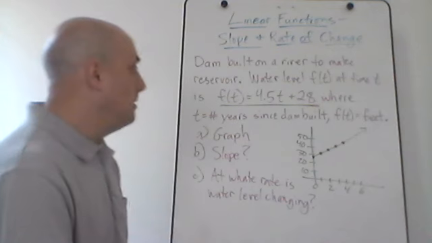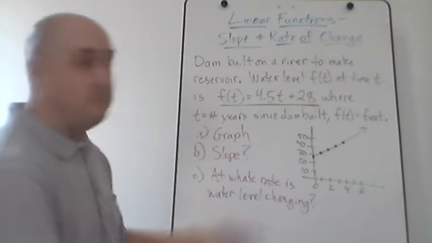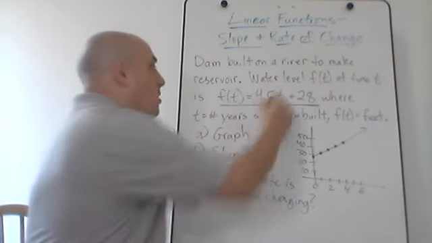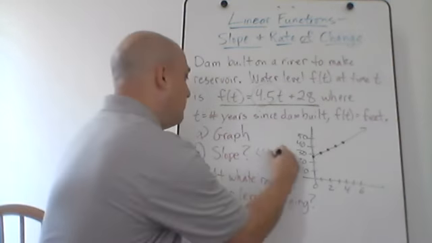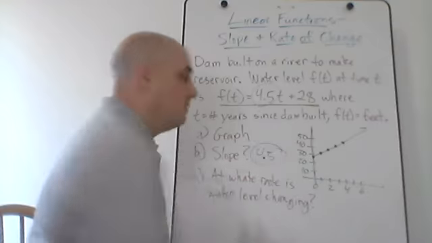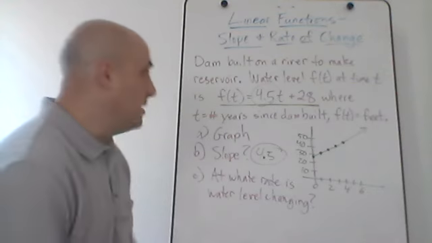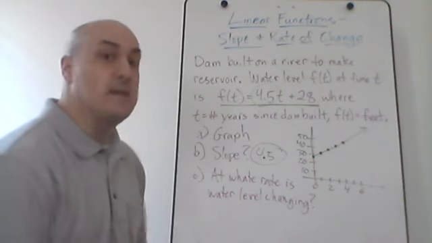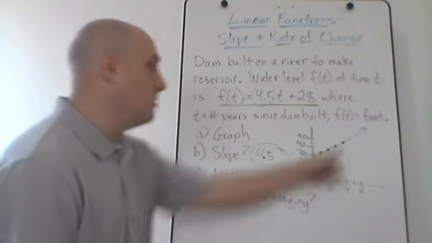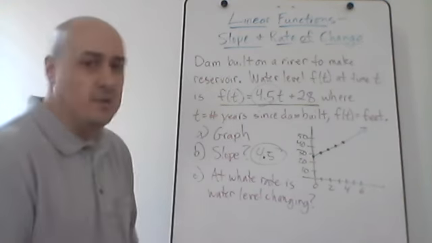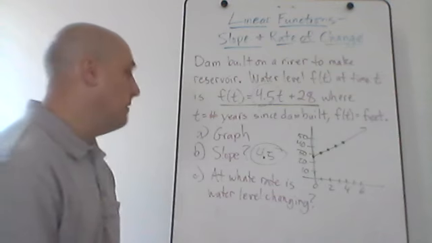What is the slope of this line? Well, we already kind of talked about it. The slope is 4.5. Pretty simple, right? When we have a linear function, the number that's attached to the variable is the slope of the line, which we use to draw the graph, so we already kind of knew what that was, right? So my slope is going to be 4.5.